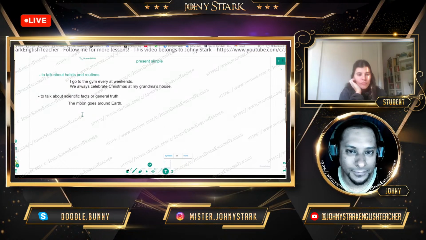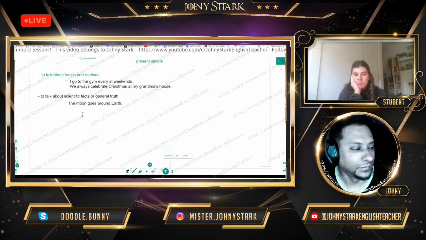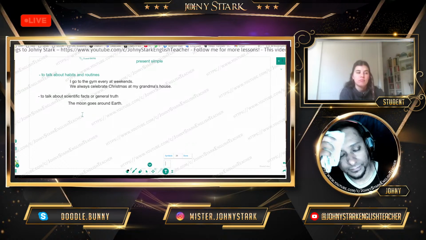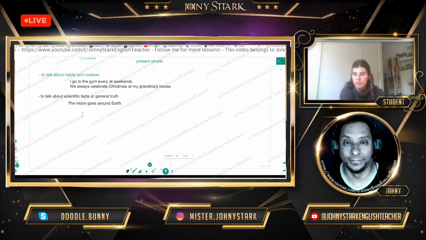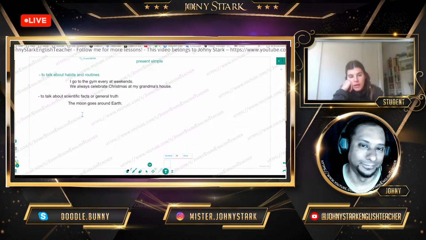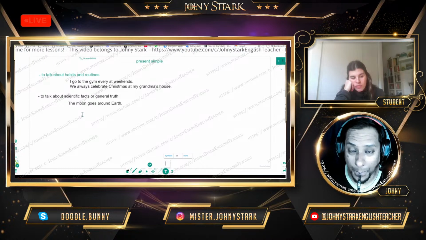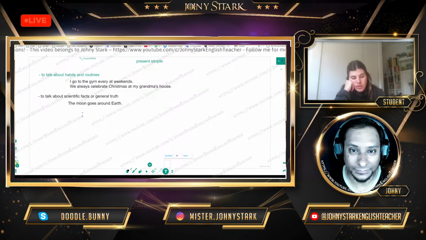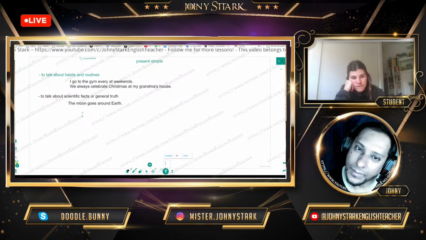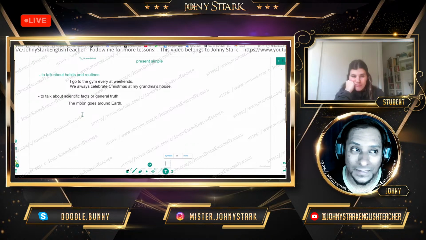Una generalización. The dogs eat pienso, no sé cómo se dice. ¿Qué cosa? La comida para perros, no sé cómo se dice. Dog food. Yes.